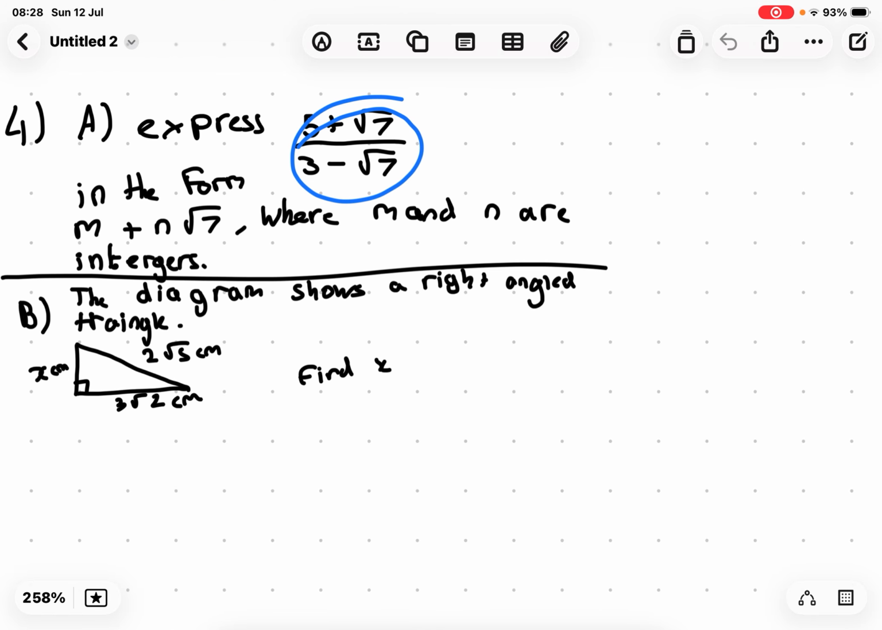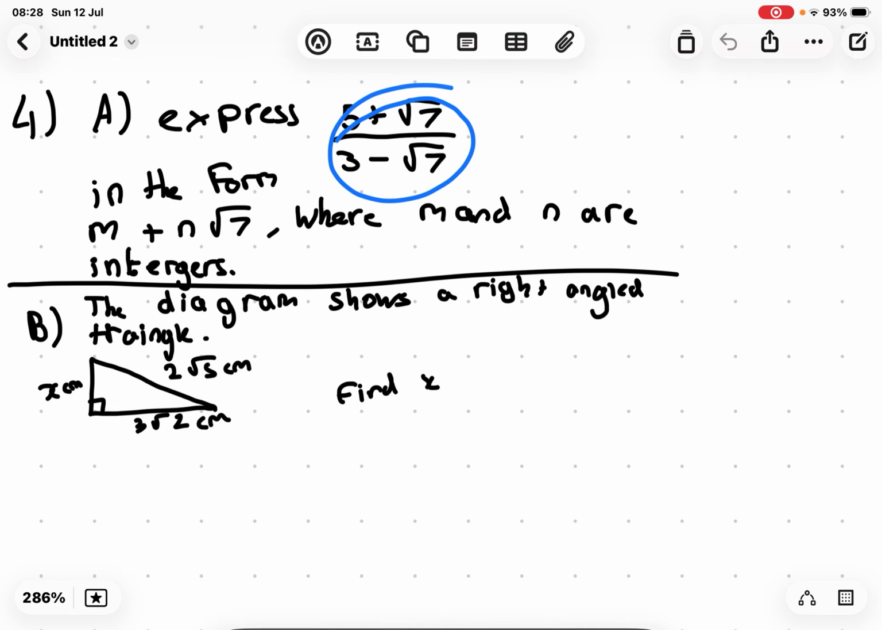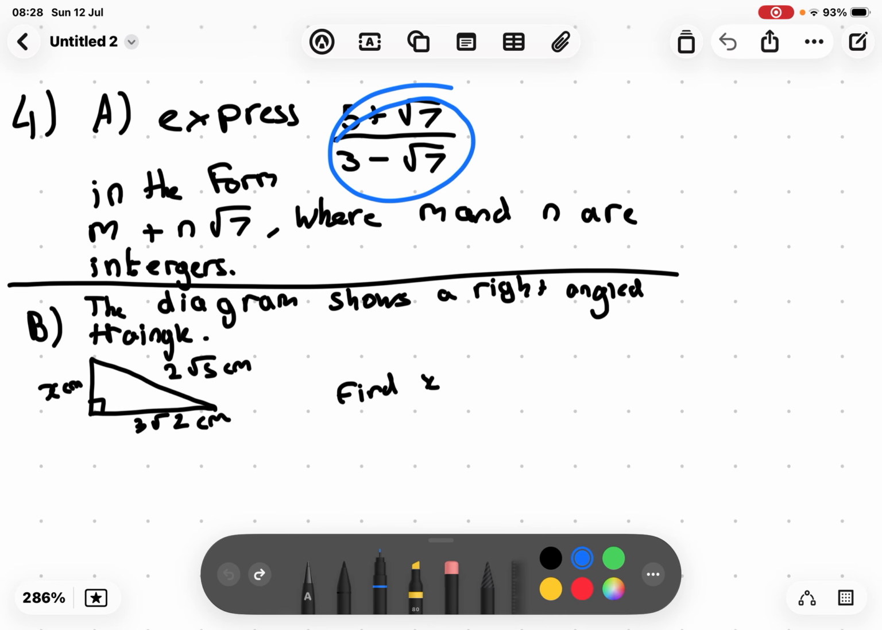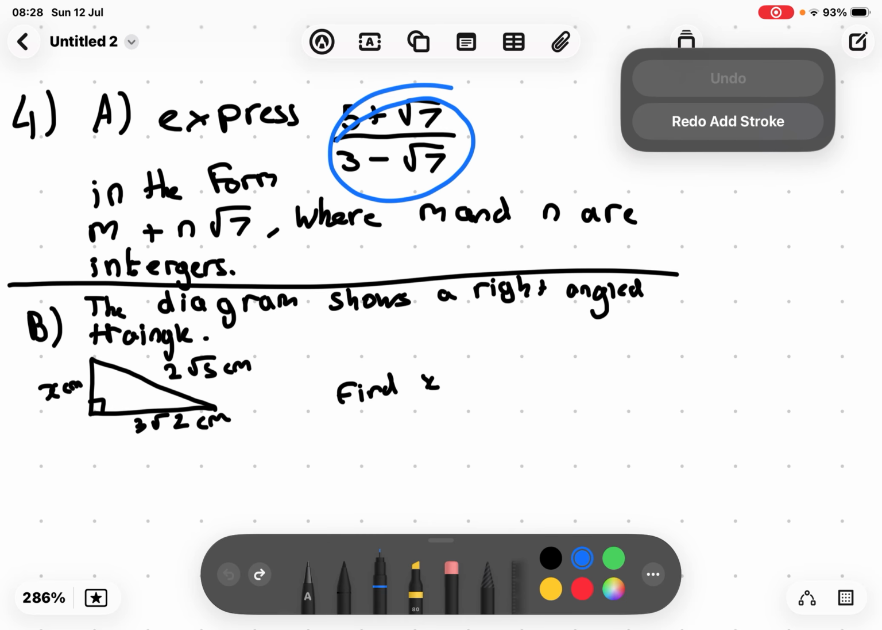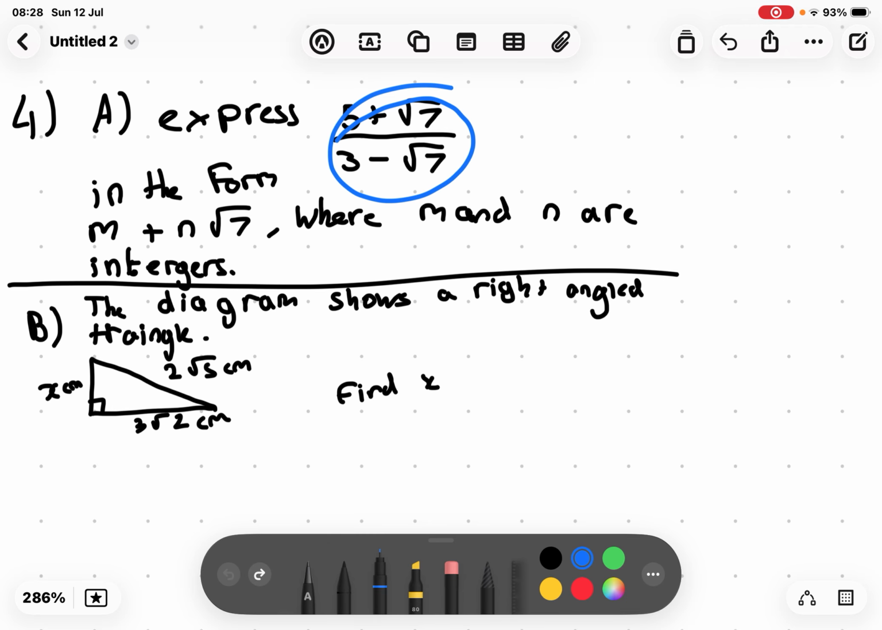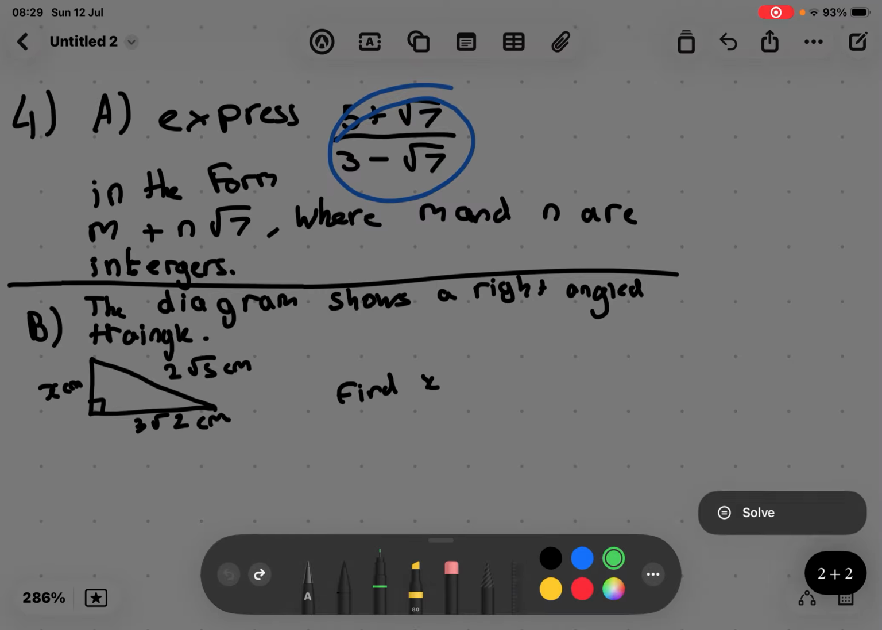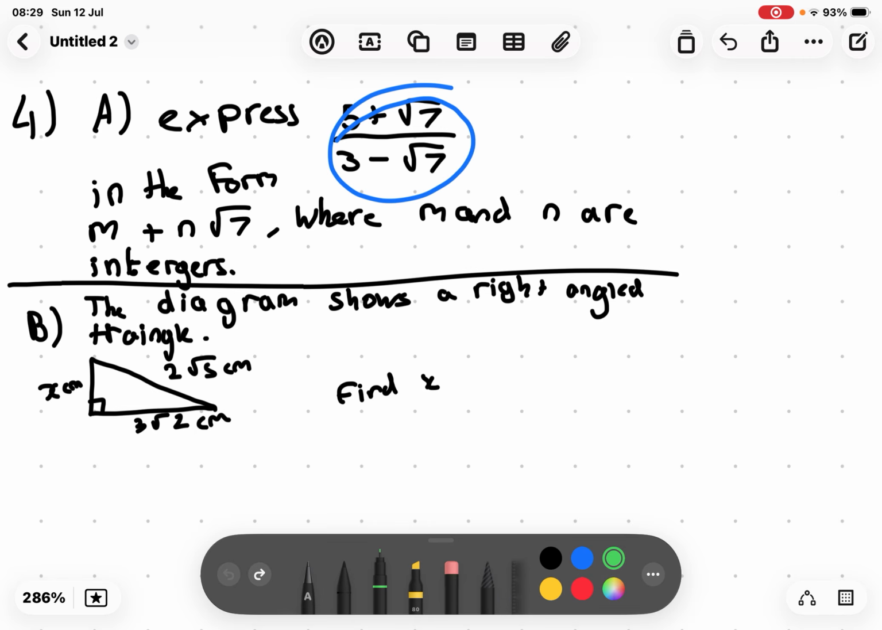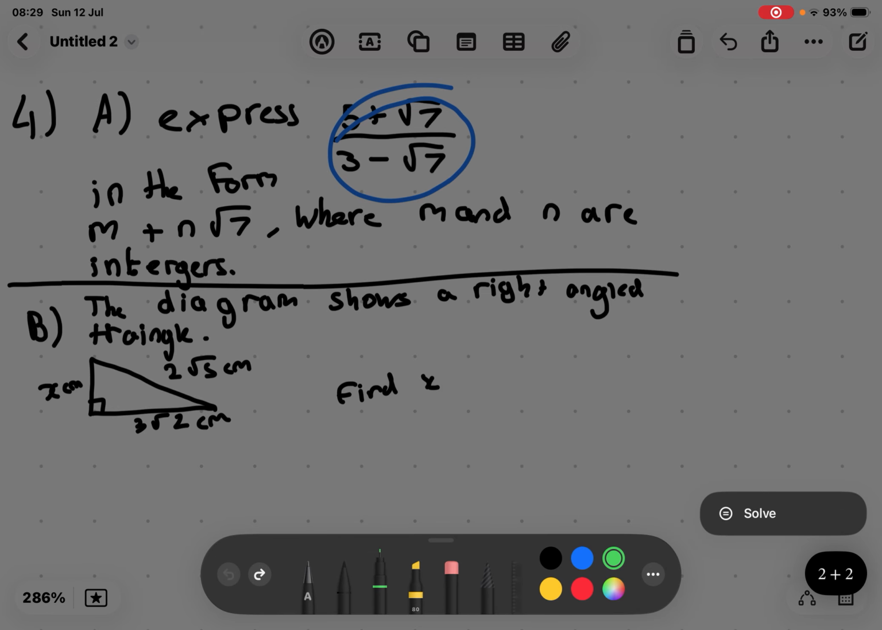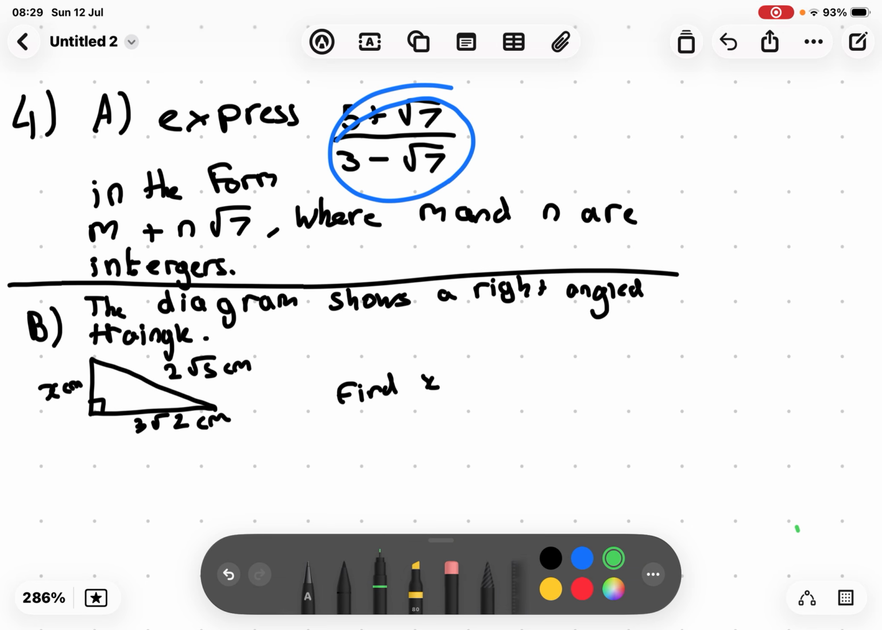Okay, express this. Express this into this, basically like last time, right? But this time we have to rationalise the denominator, right? Over here there's a thingamajiggy we have to get rid of. So yeah, okay, just solve it.